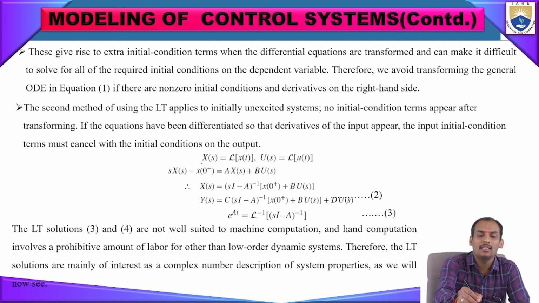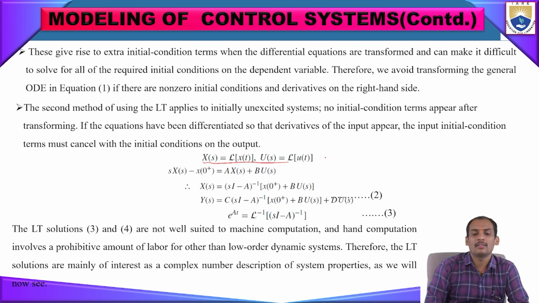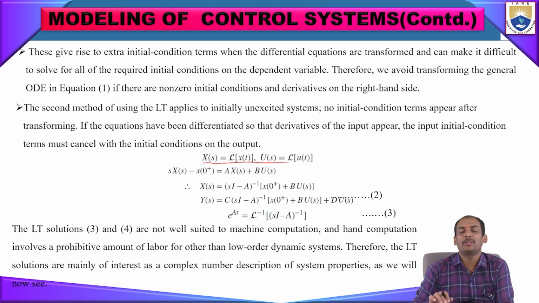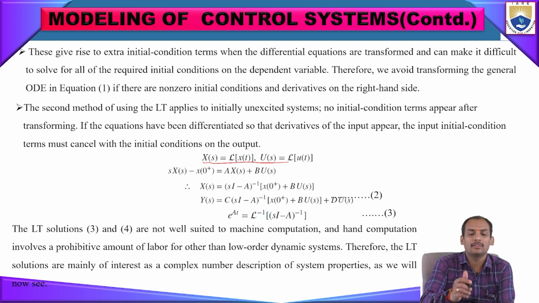So see here, suppose a function is given with the Laplace transform function. So that is given with L of x of t, and another function will be equal to L of u of t. Then if you apply the Laplace transform to the above equation, that will be s x of s minus x of 0 plus, equal to a x of s plus b u of s. Like if the Laplace transform is given to this one, it will have two constants a and b given here.